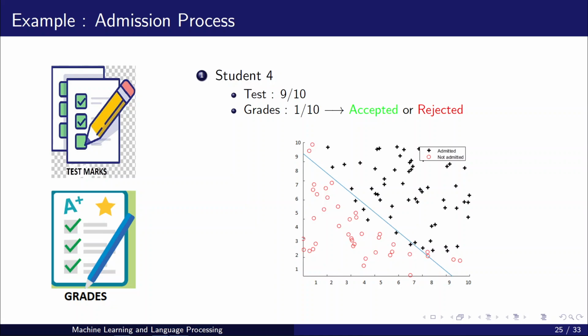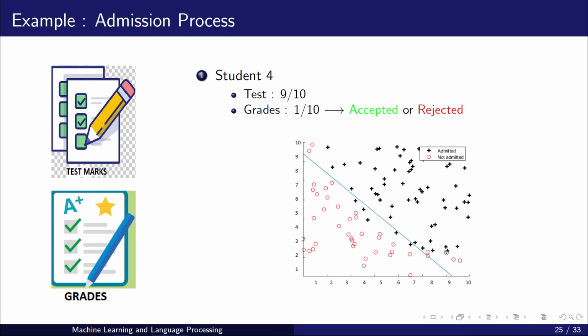Now let's look at a specific place where you have some data point like this. You have a student 4 whose test score is 9, and somewhere here, and this student's test score is 9 and grades is 1.